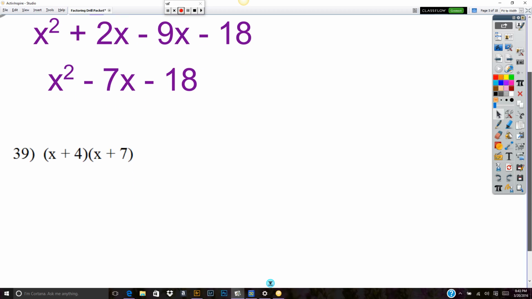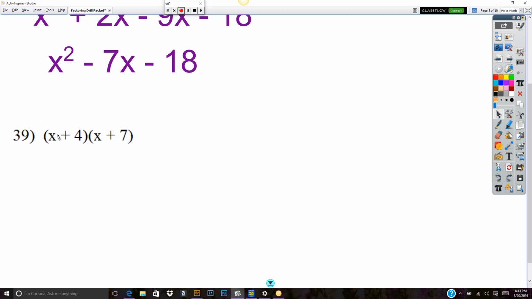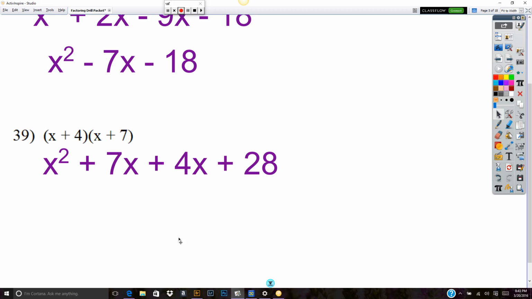39. Again, x times x and x times 7 would be x squared plus 7x. Then we're going to distribute the 4 and get a plus 4x and a plus 28. Here again, middle terms, have to combine them. Plus 7 plus 4 make a plus 11.